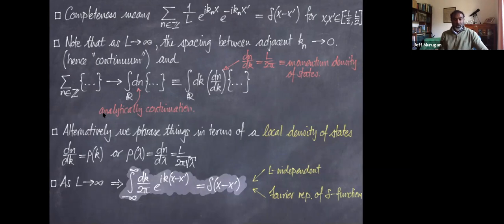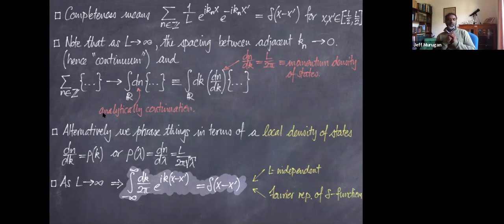Now, something should be bothering you at this point. I've taken the system on an infinite line, on the real line, put bounds on it from minus L over 2 to L over 2, and then imposed periodic boundary conditions, compactifying that interval into a circle. And I've deduced a whole bunch of things from it, including a Fourier representation for the delta function.